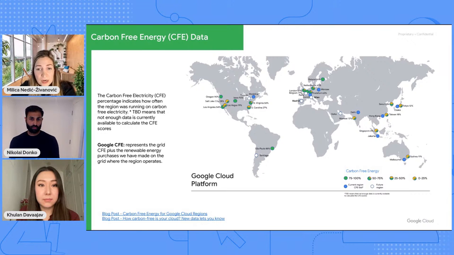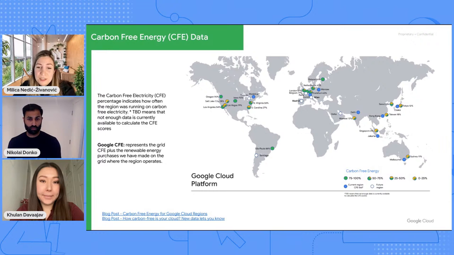So what we do is we aggregate the average available hourly CFE percentage for each Google Cloud region for that year. And this data is available both in our documentation, so you can check out by region, carbon-free energy percentage, and also Google's net operational greenhouse gases emissions. And it's also available on GCP GitHub page, so you can account for carbon-free energy when planning infrastructure deployment.